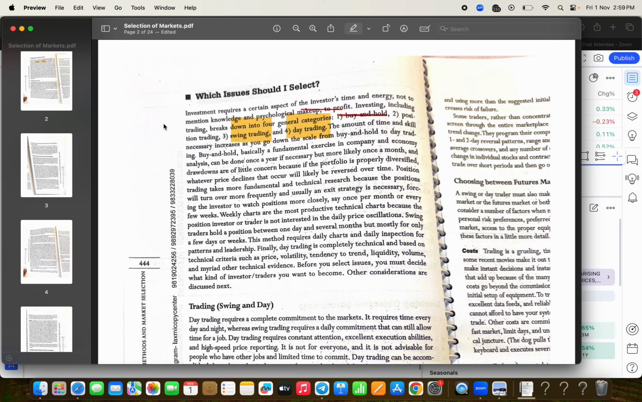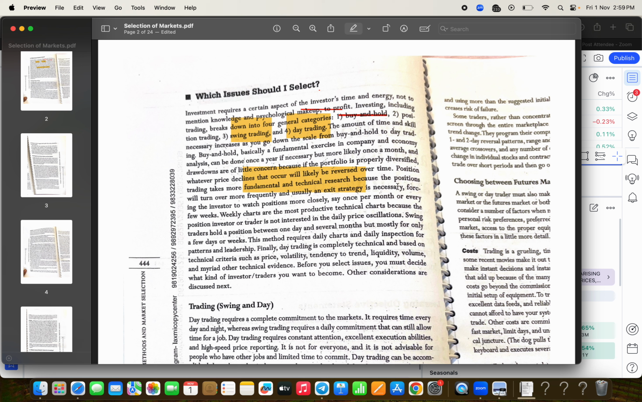Position trading takes more fundamental and technical research because the positions will turn over more frequently and usually an exit strategy is necessary. Here you are position trading. You are creating a position in a particular stock and you will exit as and when required. So it is not an extremely long period of time, but it is for a considerable period of time. A good exit strategy should be in place, and technical as well as fundamental research is taken into account.